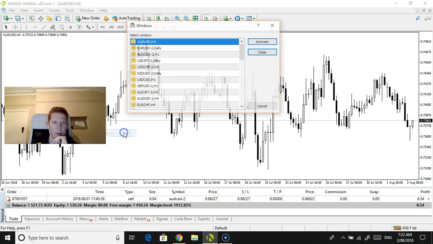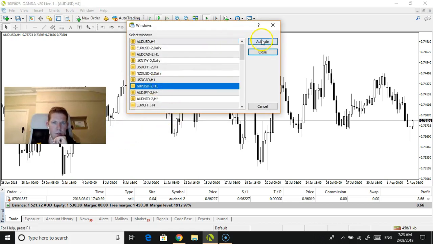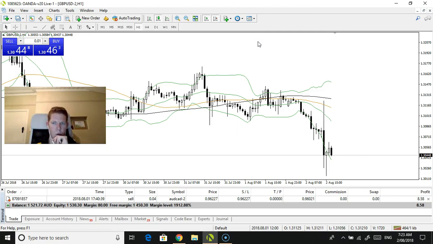The pound. What's that doing? Whew, look at that candle.